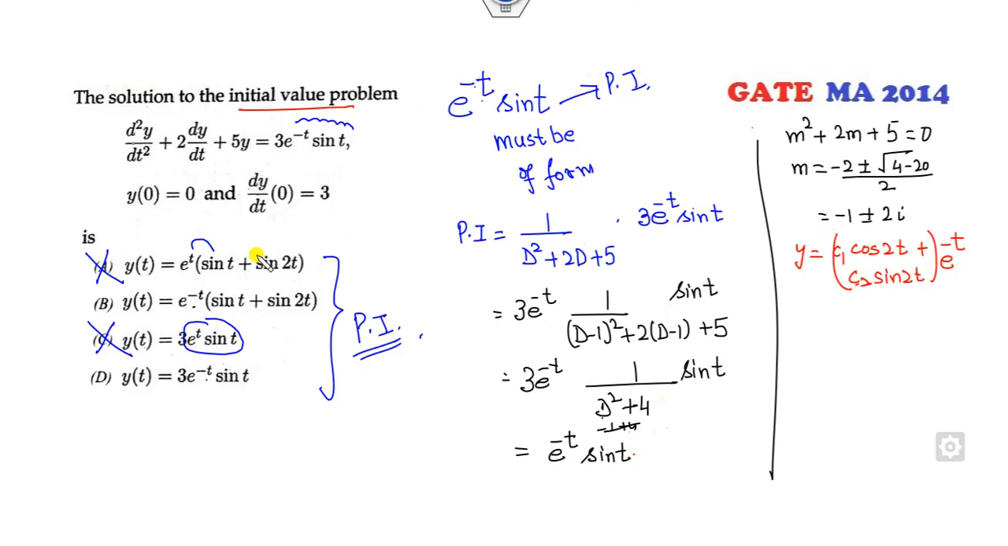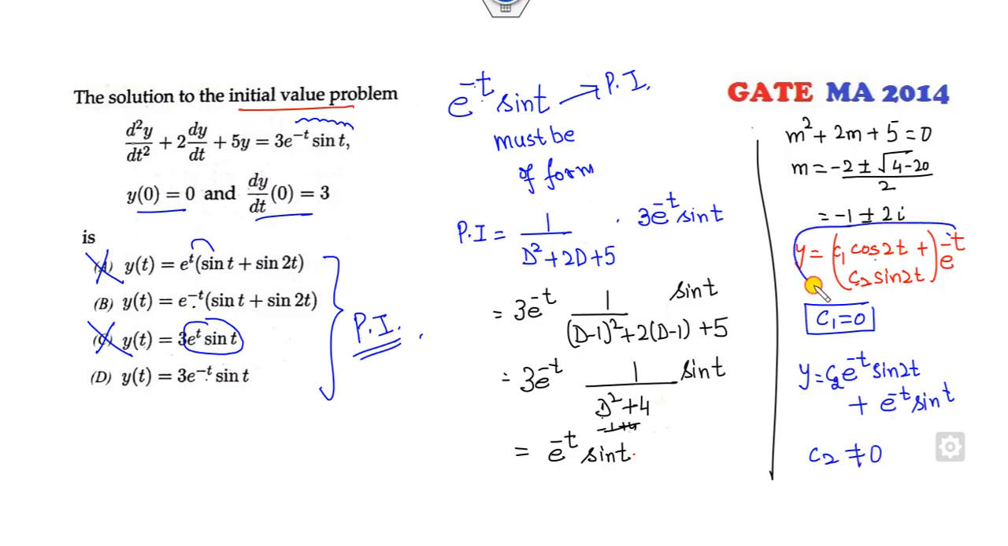But if you look about the option, there is no cosine term. That means c1 will be 0 if I apply this condition. So my solution will be e raised to power minus t c2 sine of 2t plus e raised to power minus t sine t. Now clearly c2 will be non-zero, because if c2 will be 0, this homogeneous part will completely be 0. So that means this is my right answer. This will not be the right.